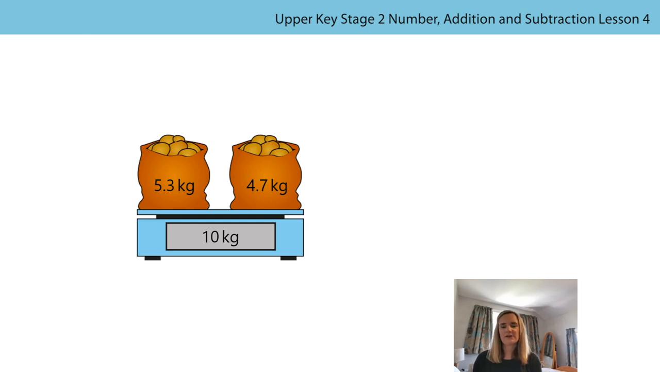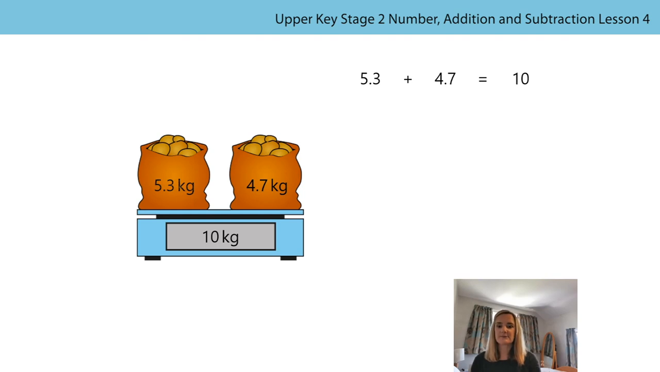Okay, so in our left-hand bag this time we have 5.3 kilograms, and in our right-hand bag we have 4.7 kilograms. Some of you might have spotted something about the numbers, but we're going to talk about that in a moment. Okay, let's see what happens. So 5.3 kilograms plus 4.7 kilograms is equal to 10. And we can see, can't we, that our 3 tenths here and our 7 tenths here make one whole, don't they? So therefore we have got 10 altogether.